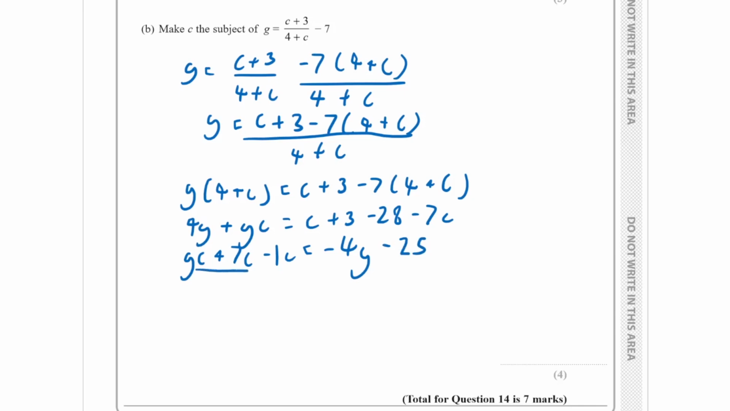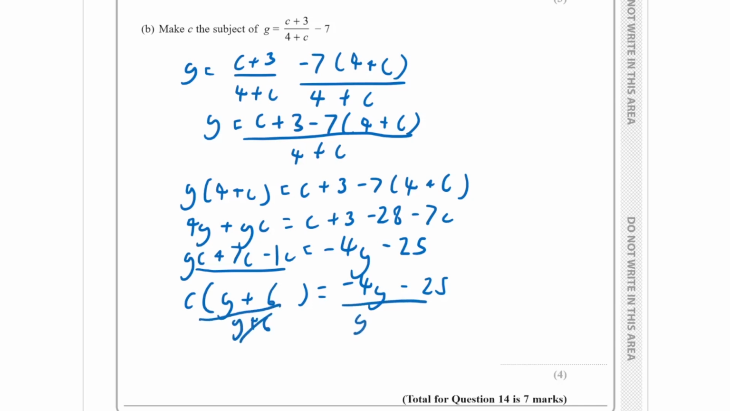Now, since we have C as common here, we can isolate that as C times (G plus 7 minus 1) is equal to negative 4G minus 25. Now, 7 minus 1 can be simplified to 6. So now we simply divide both sides by G plus 6. So C is simply equal to negative 4G minus 25 divided by G plus 6.